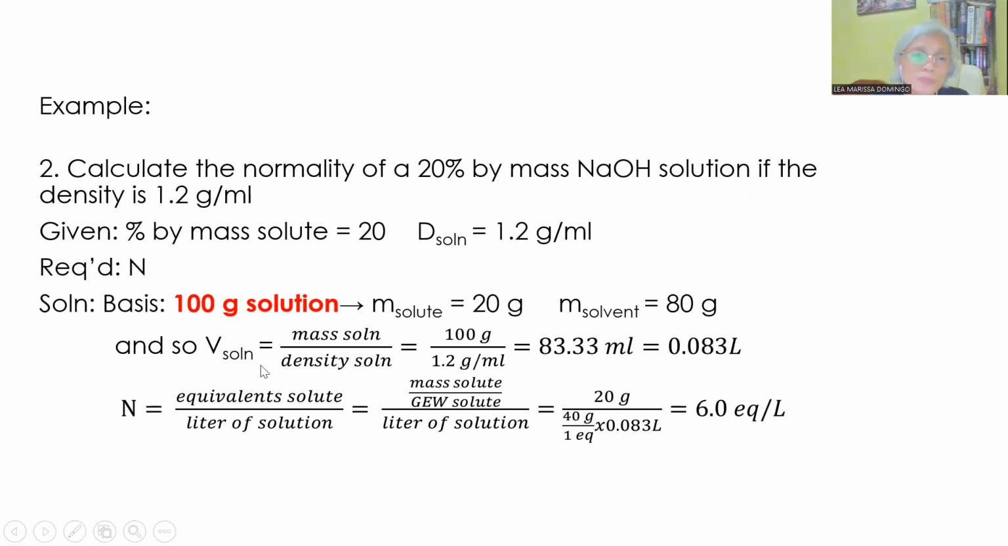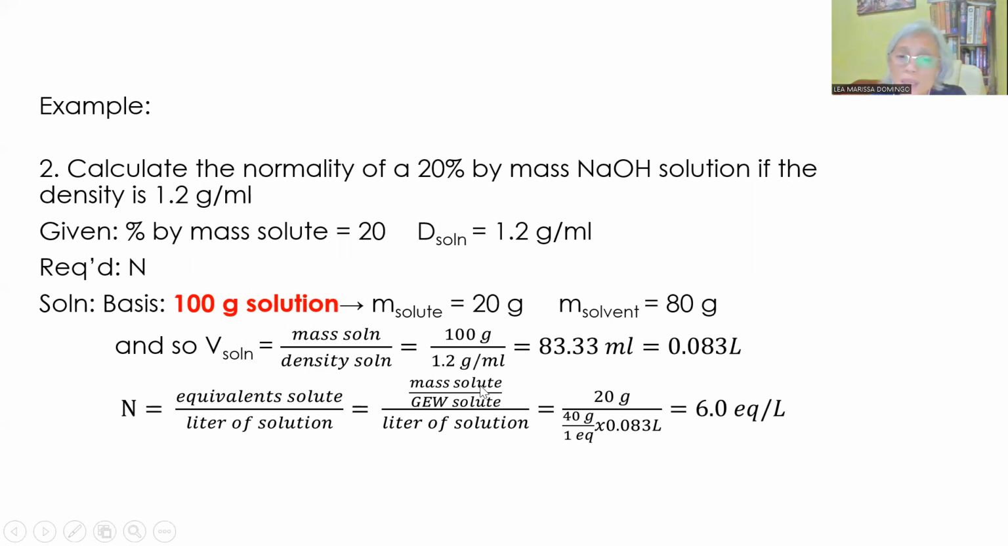So we solve first for the volume of solution. We are given the mass of the solution, which is our basis of 100 grams, divided by the density which is given. So 100 grams divided by 1.2 gram per ml, we have 83.33 ml or 0.083 liters. So that is the volume of our solution. That goes to the denominator.